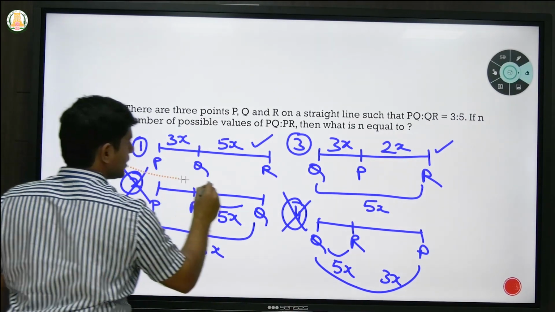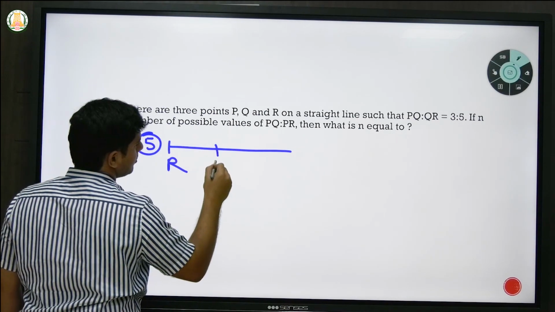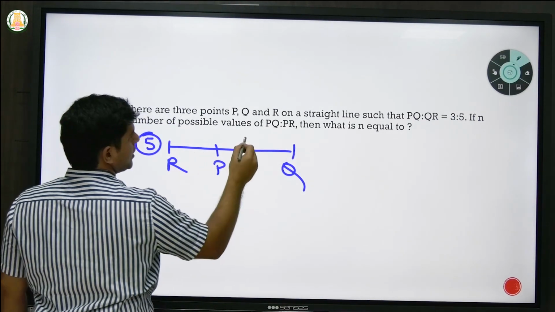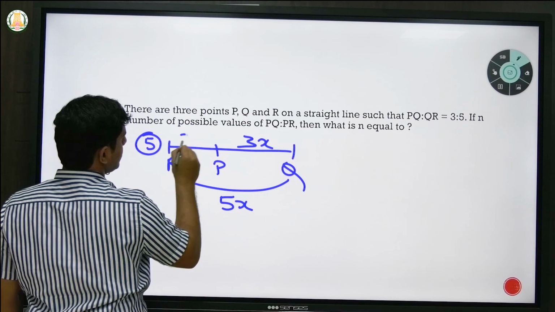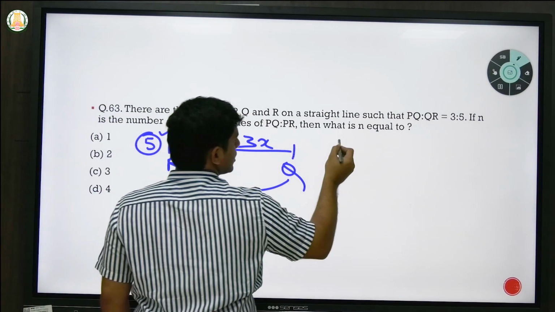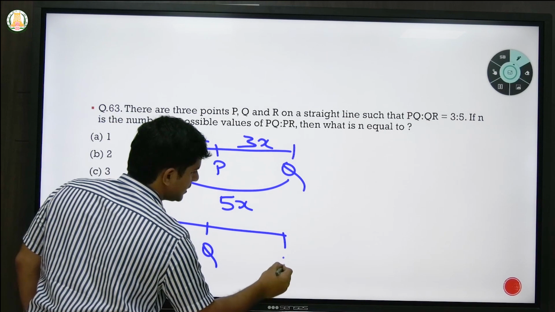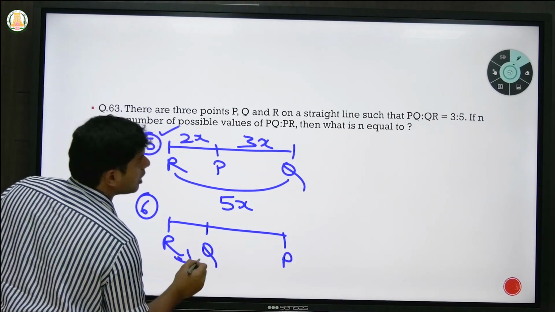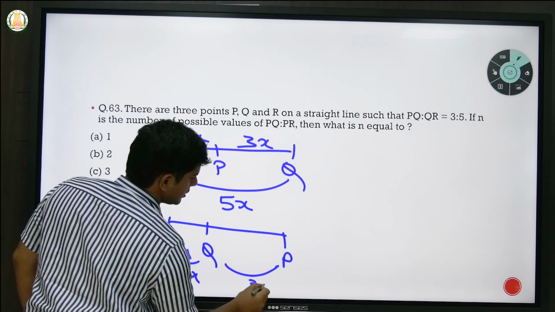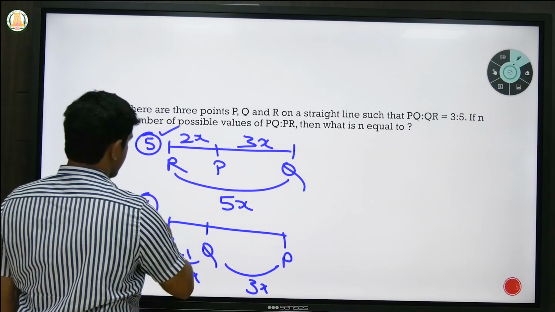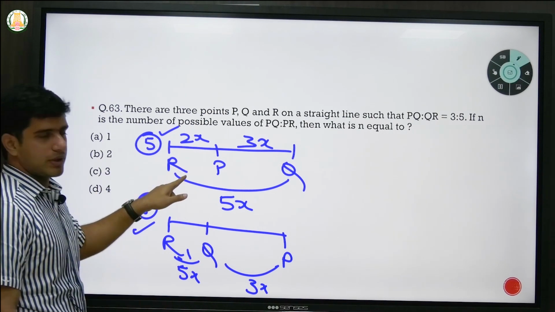Okay, now we'll go for the other possible cases. Now the fifth possibility is R is here, P is here and Q is here and PQ is 3x and RQ is 5x. So RP will be 2x. It's also a possibility. Then you have the sixth case which says R is here, Q is here and P is here. Now QR is 5x and PQ is 3x. So here it's also possible, but if you can see, these are repetitive cases. This is equal to the first case that we have done, and this is also a case we have seen.